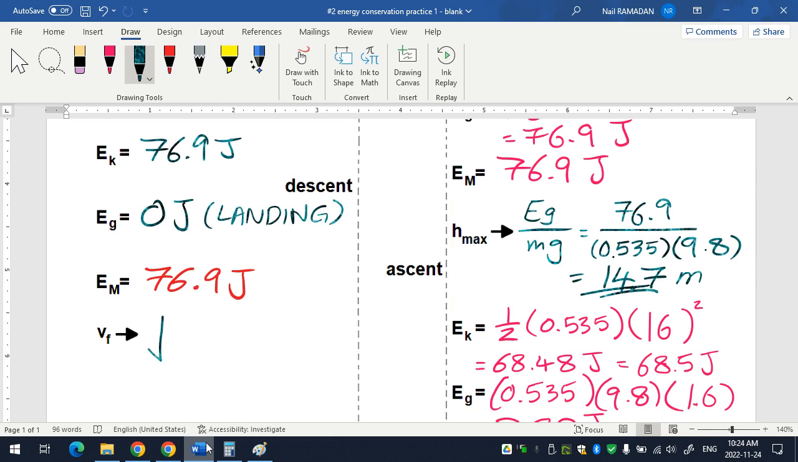This player has got zero money, which means this player has to have all the rest of the money. And now I have to solve it backward to find VF. Yes, because the only EK formula has V and the only EG formula has H. All right, everyone. So 2EK, what's the EK? 76.9 over just M, which is 0.535.